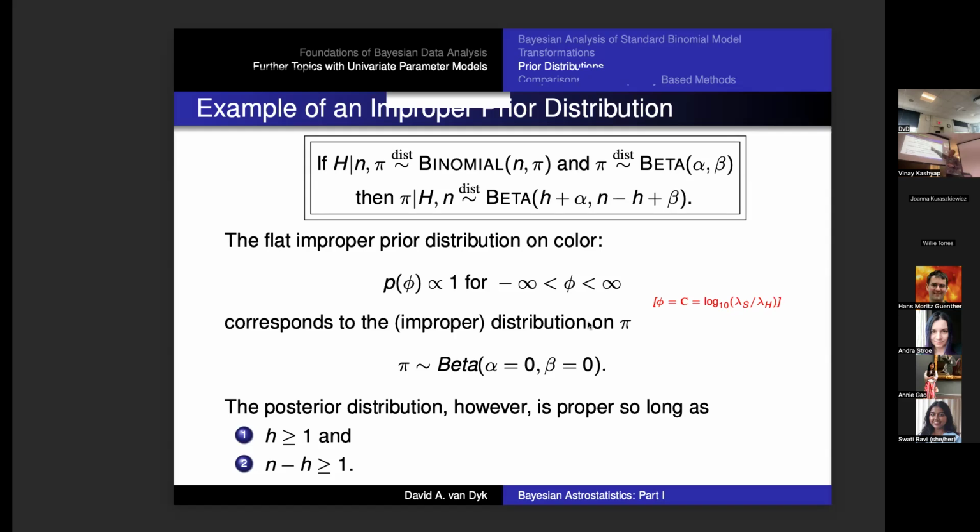And what that means in this case, it's easy to check. I need this to be a positive number, and I need this to be a positive number, which means I can use this prior so long as I have at least one hard count. It's actually a bit more tricky than what I just said, but yes, this n minus h, that's exactly right. You have to have at least one hard count, and you have to have at least one soft count.